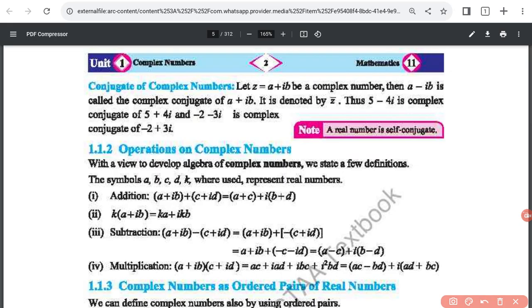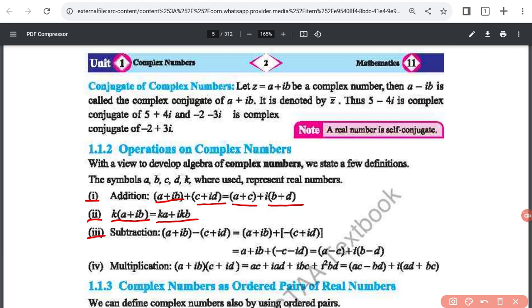With a view to developing the algebra of complex numbers, we state a few definitions. The symbols a, b, c, d, k represent real numbers. First of all, the addition: a plus iota b plus c plus iota d is equal to a plus c plus iota into b plus d. So this is basically the formula, and k into a plus iota b is equal to k a plus iota k b.